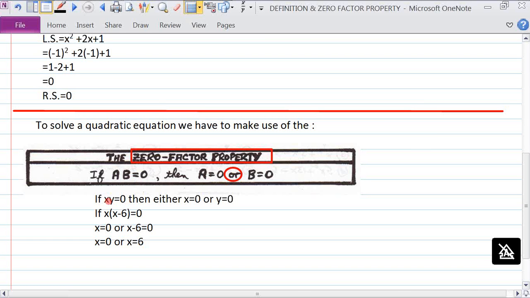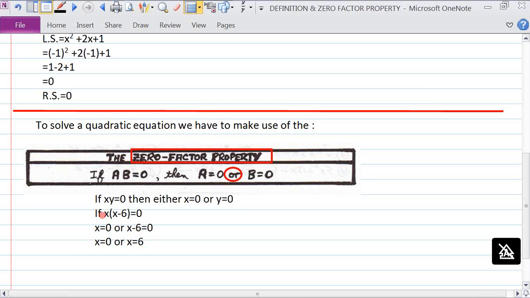So, for example, if we say xy equals 0, then either the first term equals 0 or the second term equals 0. If, for example, x times x minus 6 equals 0, one of the possibilities is that x equals 0, or the second term equals 0. So when we bring the minus 6 to the other side, we get x equals 6.